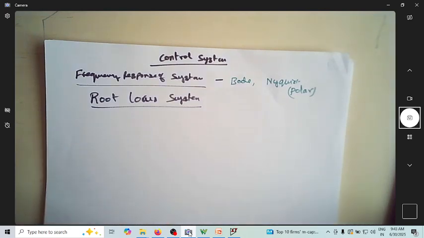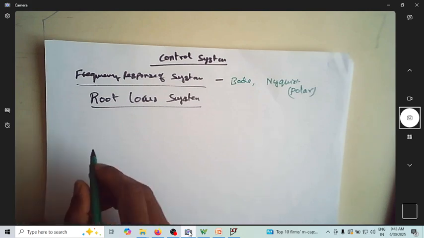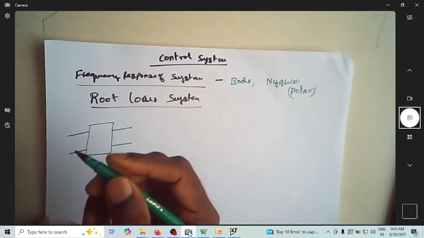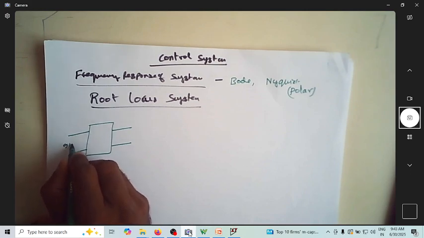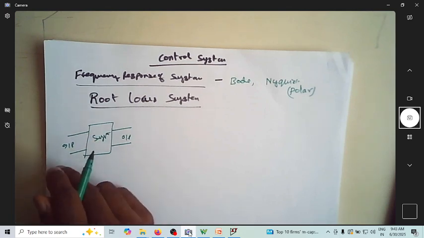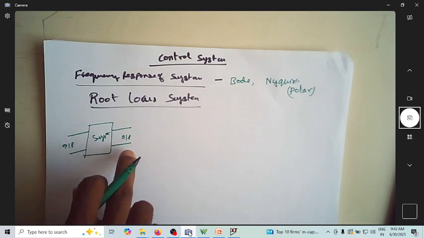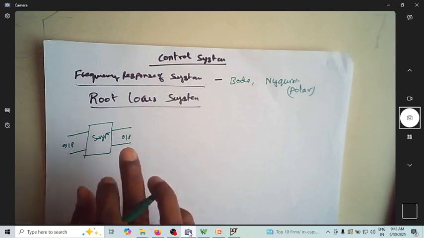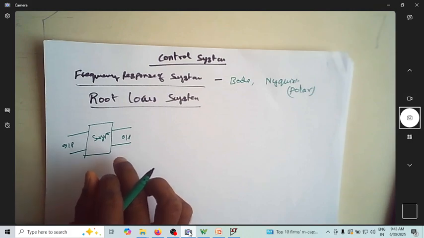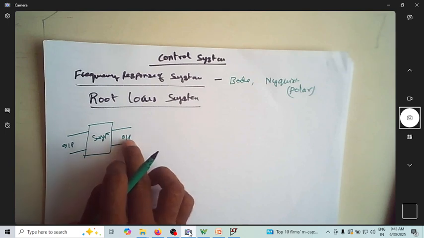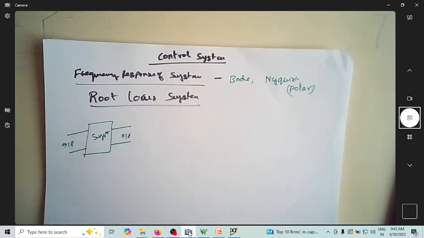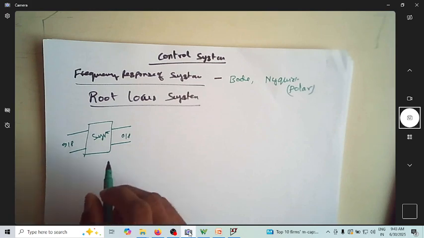By this time we already know what the stability of a system is. A system which gives a bounded output for a given bounded input is called a stable system. Suppose this is the input and this is the output, with a system in between. If the input is bounded, and the resulting output is also bounded, then we say the system is stable. If the output goes unbounded, then we say the system is unstable. If the output is oscillatory, then we say the system is oscillatory or marginally stable.